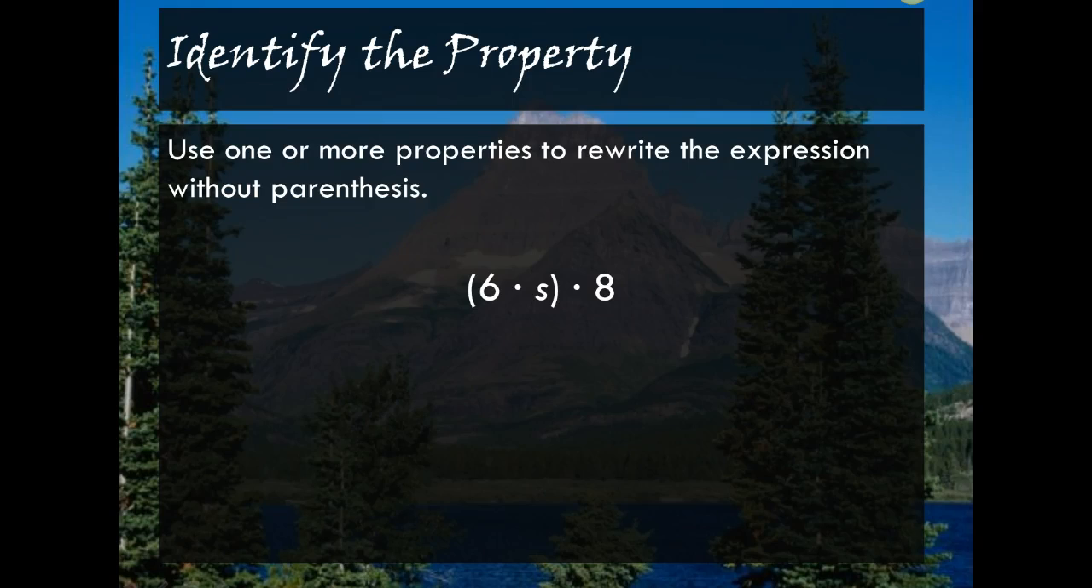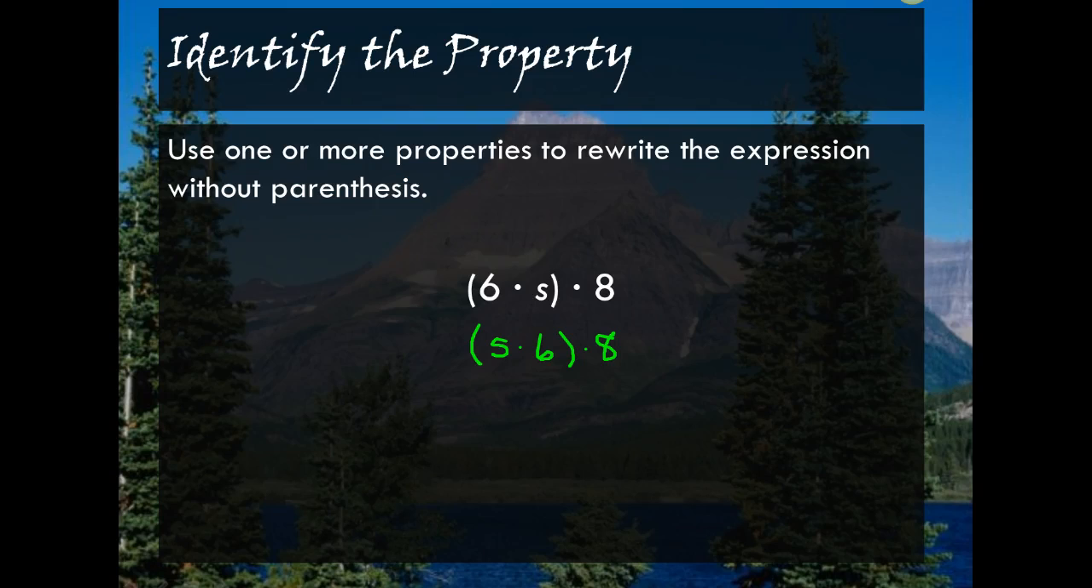Here we have multiplication. In order to rewrite this expression without parentheses, we're going to have to take a couple of steps. The first thing we can do is apply the commutative property. We can switch the order of 6 times s and make that s times 6, with the times 8 on the outside. Then we can use the associative property to regroup using our parentheses.